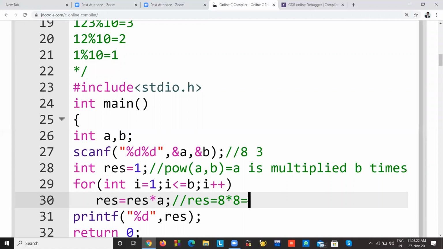8, 64. Now result is 64. Now increase the I value, it is 2. Less than or equal to 2. So then result is equal to result into, what is result? 64 into a. A means 8. So this is 512.